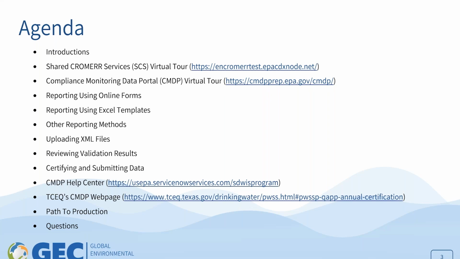We'll touch a little bit on reporting directly from your LIMS system to CMDP. We will upload XML files into CMDP for submission, discuss data validations, and how to certify and submit jobs to the state. Finally, we'll give a brief overview of some resources, including EPA's CMDP Help Center and TCEQ CMDP webpage, and then discuss the path to production after you graduate from the test environment.